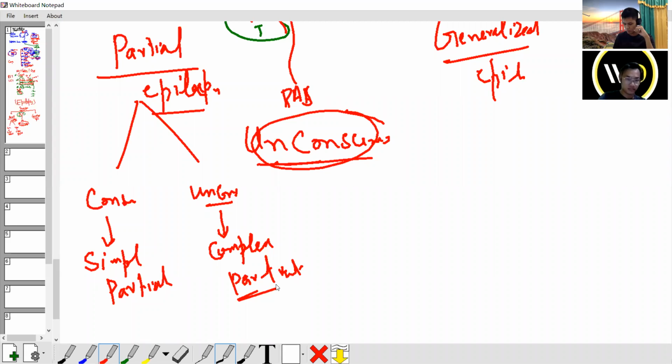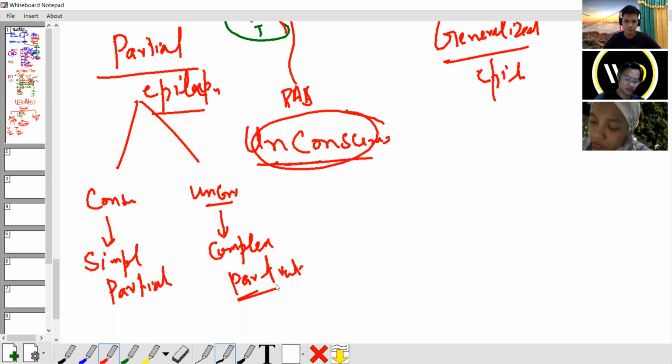What is the meaning of partial? Partial means only a part of the body is under seizure. Maybe only the upper limb, maybe only the lower limb. Understand? Maybe not the full body. Just one part of the body in seizure.